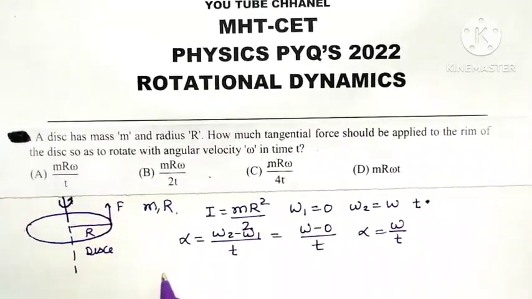We know the formula for torque. Torque T is equal to I into alpha. Also, we know, this is say equation number 1.